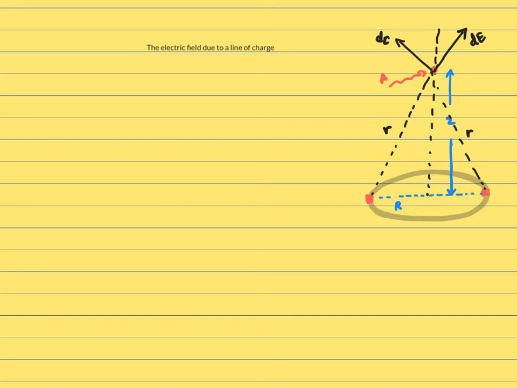So I drew the ring, and instead of using only one small charge element, I am using two so that you can actually see the symmetry better. The point A is also marked over here, and the center of the circle is there. The radius of the ring is R, and the point is z distance away from the center, and the axis is passing through the center of the line charge. In this case it is a ring.